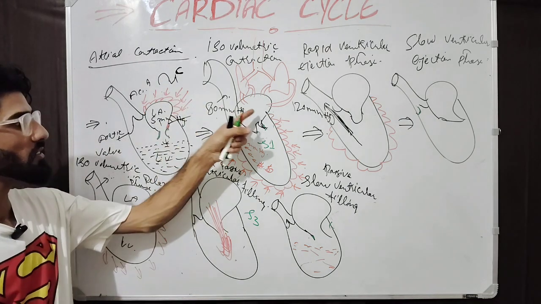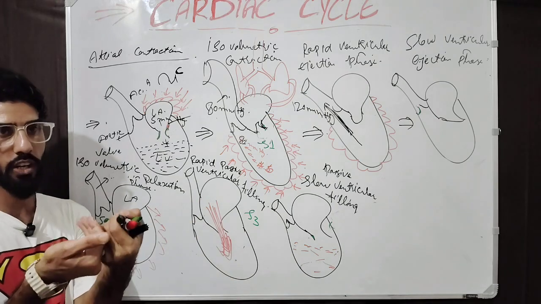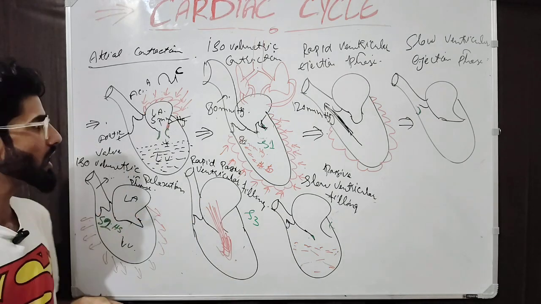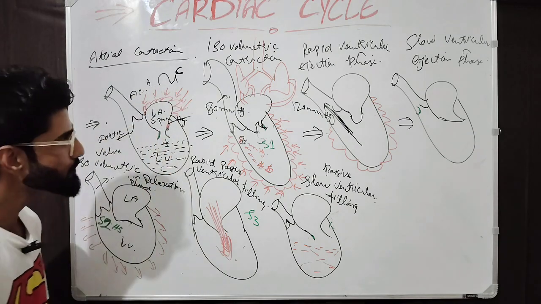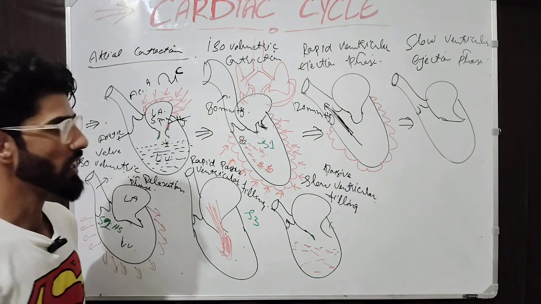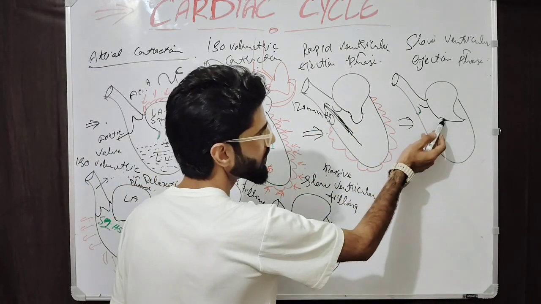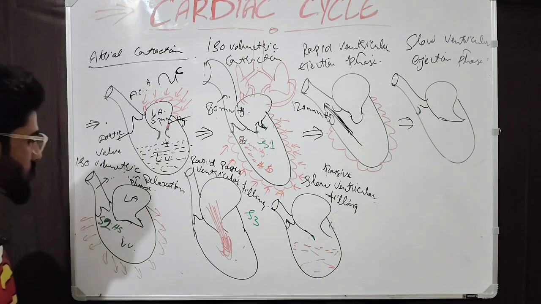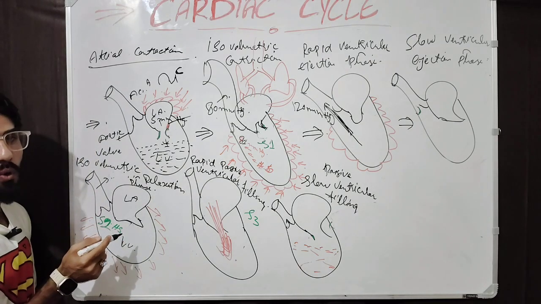Okay, so the pressure here will increase when the mitral valve will bend towards the atria. So at that time which wave will be produced? C wave. Now the mitral valve is closed here, and the mitral valve is closed in this phase also, and in this phase also.